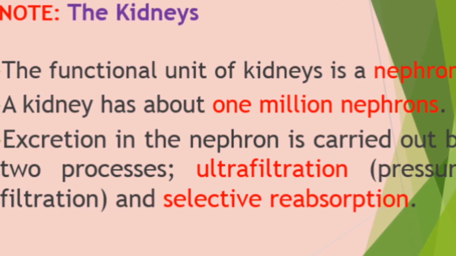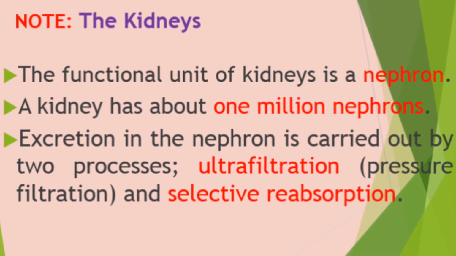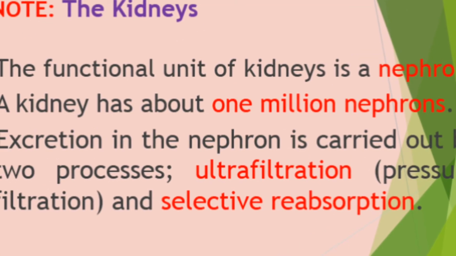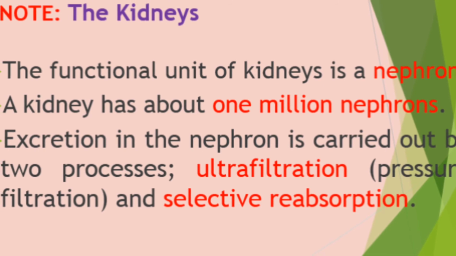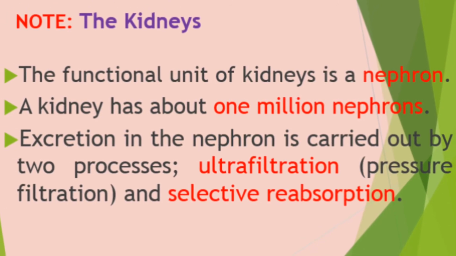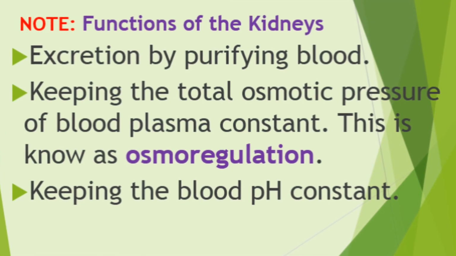In general, the functional unit of the kidney is the nephron, and there are about 1 to 1.5 million nephrons in an adult. Excretion is mainly by two processes: ultrafiltration and selective reabsorption. That's very important for you to take note of.